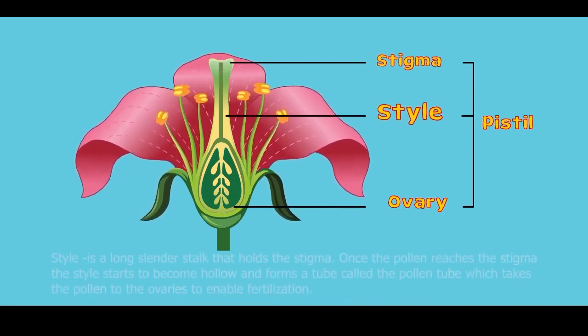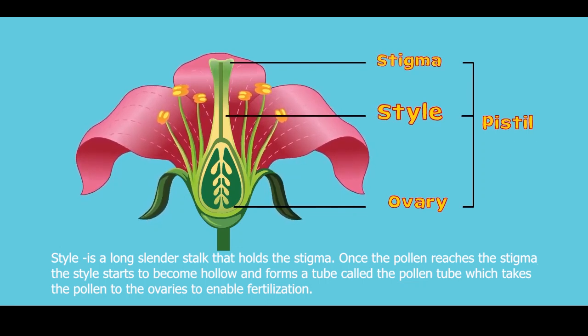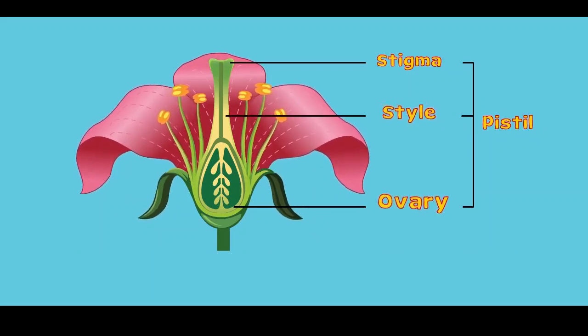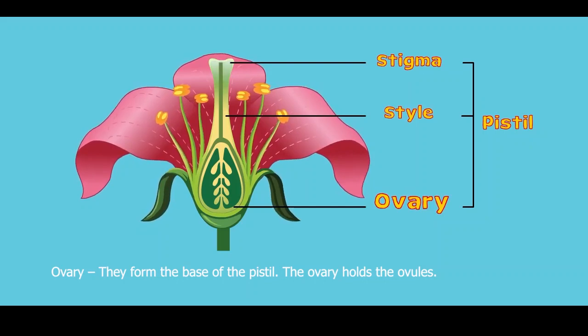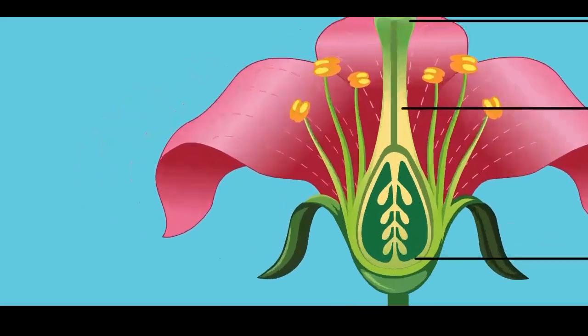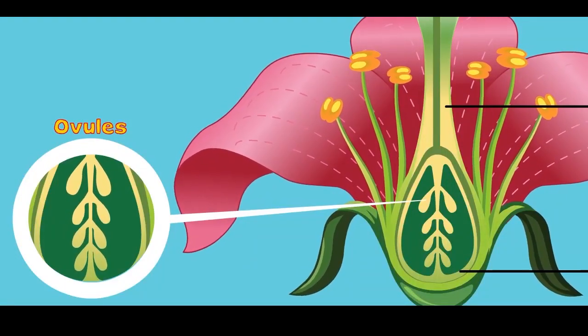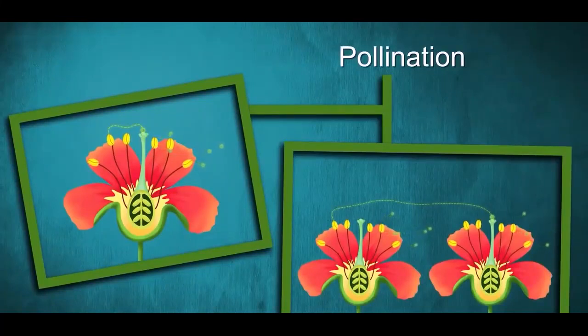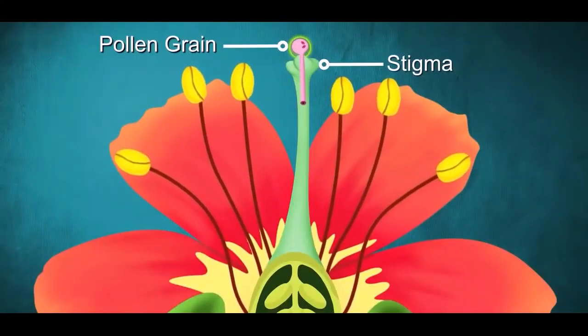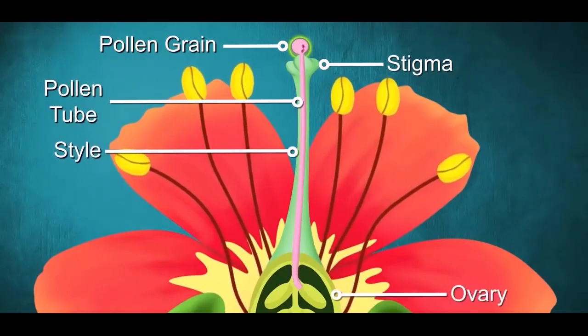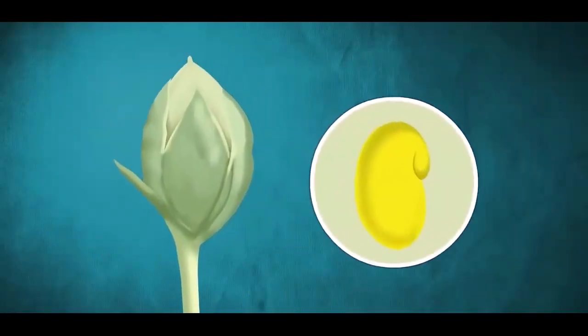Style is a long, slender stalk that holds the stigma. Once the pollen reaches the stigma, the style starts to become hollow and forms a tube called the pollen tube, which takes the pollen to the ovaries to enable fertilization. Ovaries form the base of the pistil. The ovary holds the ovules, and ovules are the egg cells of a flower. They are contained in the ovary. In the event of a favorable pollination, where a compatible pollen reaches the stigma and eventually reaches the ovary to fuse with the ovules, this fertilized product forms the fruit and the ovules become the seeds of the fruit.